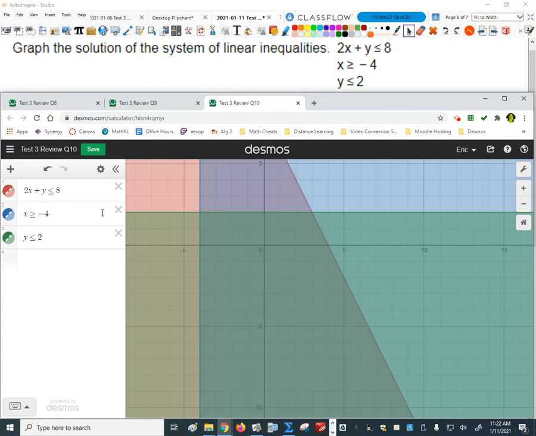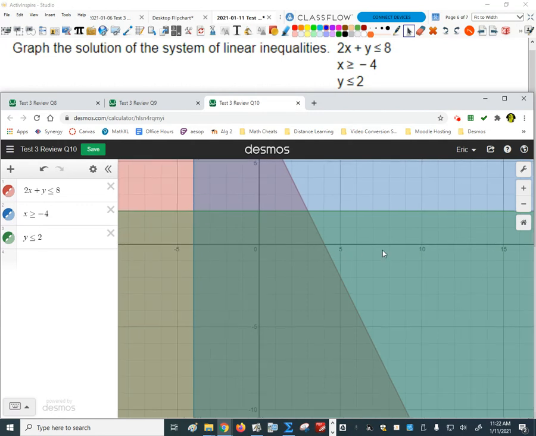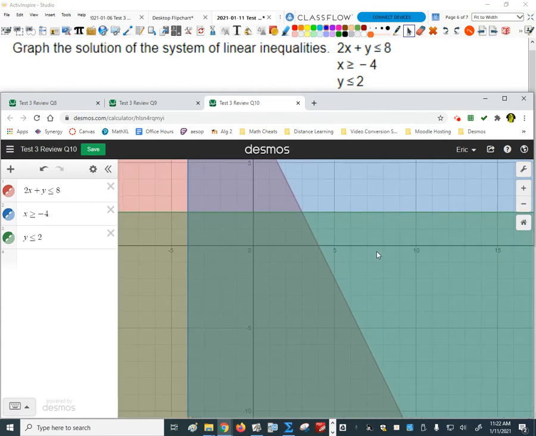And if I turn all three of those on at the same time, this is what it looks like. It's not very pretty looking color down there, but that's our triple shaded region. That's the only part that is shaded by all three of those inequalities, right? So that is our solution.